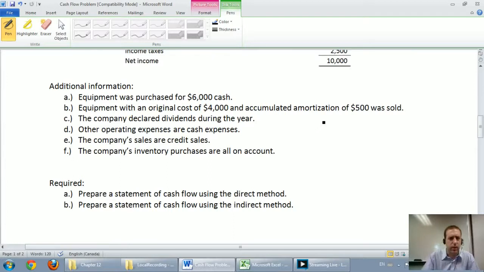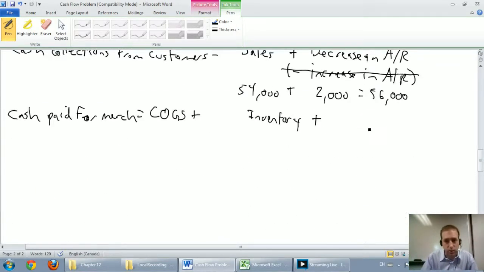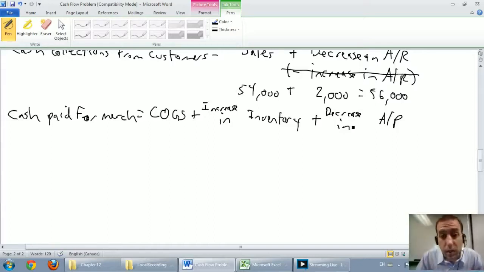And the hint here is that point F in the additional information, it says the company's inventory purchases are all on account. So obviously the cash paid for merchandise has to run through accounts payable if we buy all of our inventory on account. Again, that's an assumption of this problem, might not be true of all companies or all problems. So the formula, COGS plus, it's increase in inventory plus decrease in accounts payable. And let me explain why.